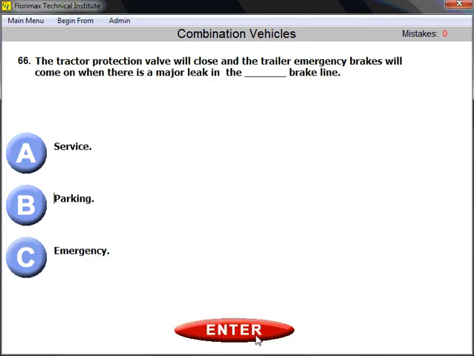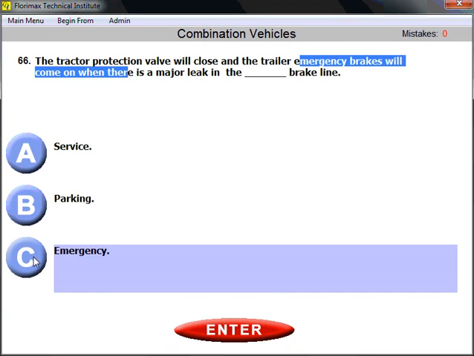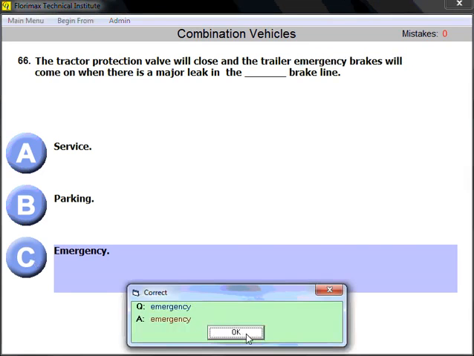Open. Question number 66. The tractor protection valve will close and the trailer emergency brakes will come on when there is a major leak in what system and what brake line. And definitely emergency brakes will come on when there is a major leak in the emergency system. Emergency. Two words.